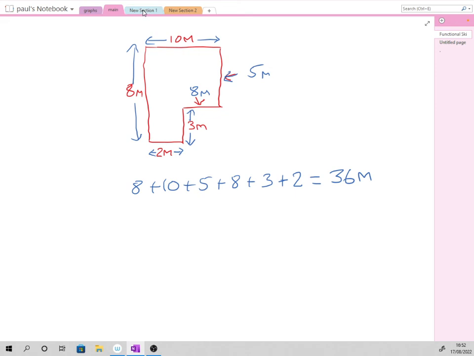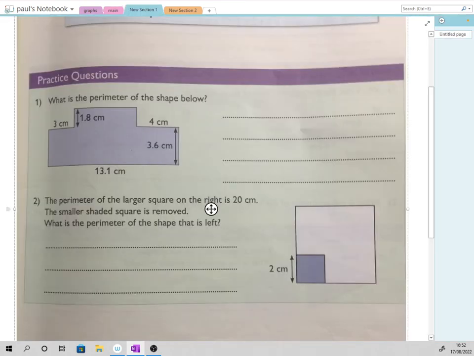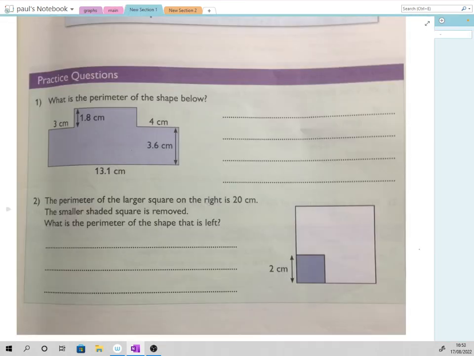So let's have a look at some questions that are like this. So this one, what's the perimeter of the shape below? So we've got that 1.8. We've got the 3, 4, 3.6. So we've got a bit missing here, a bit missing there, and a bit missing there. So we've got 3 bits missing.